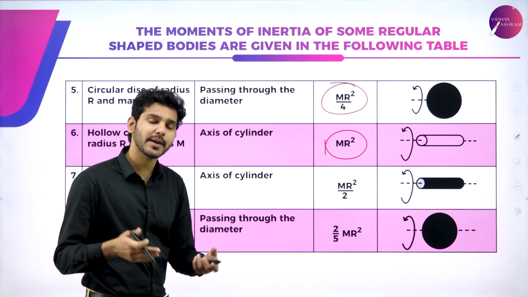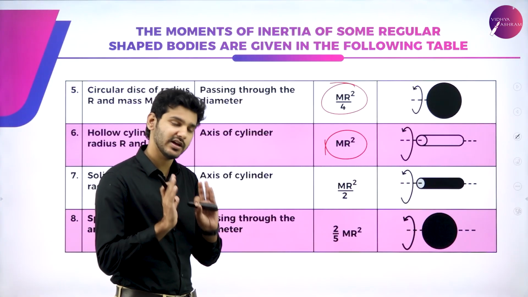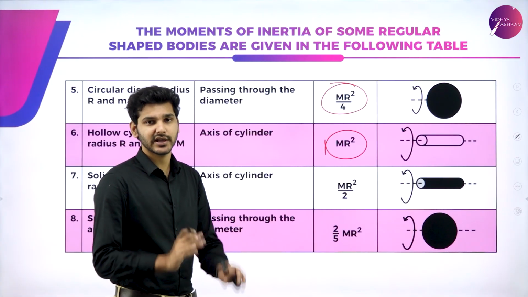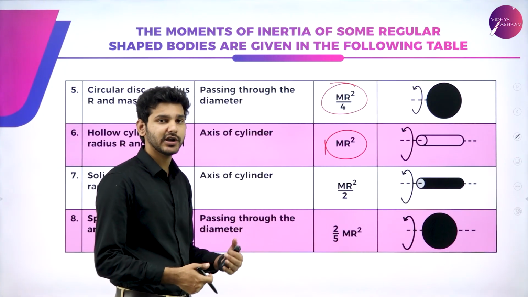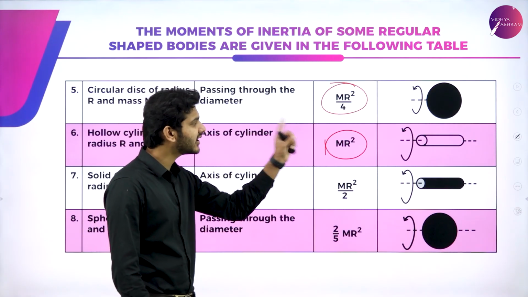Now, why is it MR²? For a ring, you said MR². Okay, we understood, we agreed to that. For a disk, you said MR² by 2 because of mass distribution. Okay, we agreed to that also. But for a cylinder, why is it MR²?